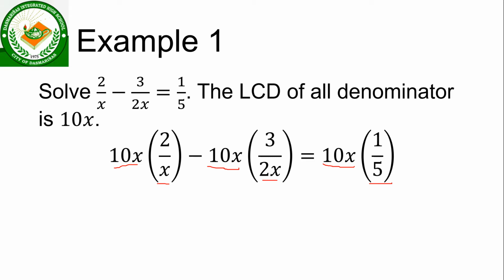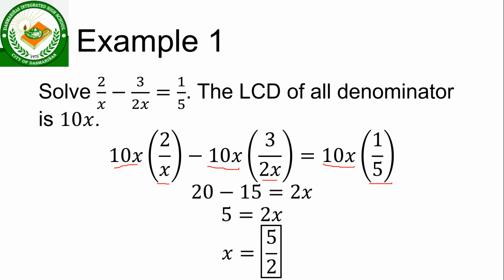Okay? And then let us multiply. 10x multiplied by 2 over x will give us 20. 10x multiplied by 3 over 2x will give us 15. And 10x multiplied to 1 over 5 will give us 2x. So 20 minus 15, that will give us 5. So the value of x must be 5 over 2.